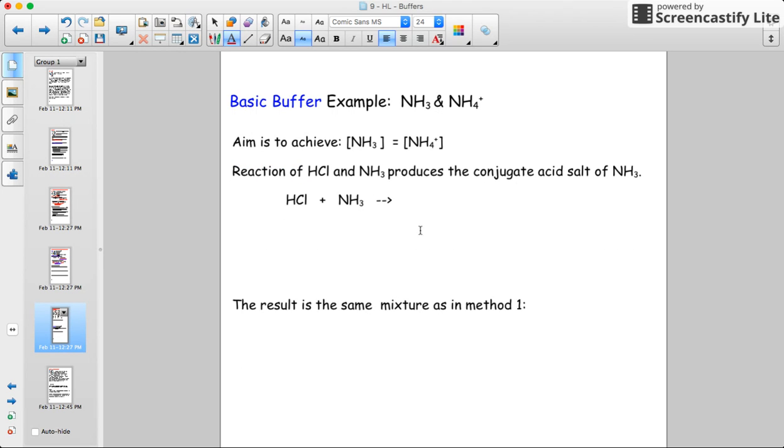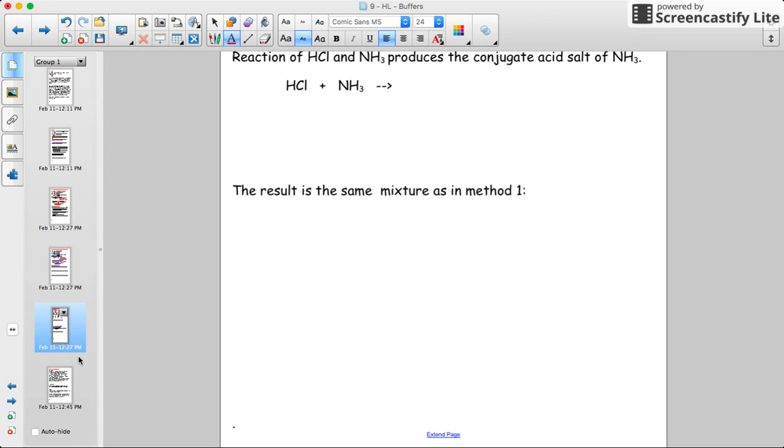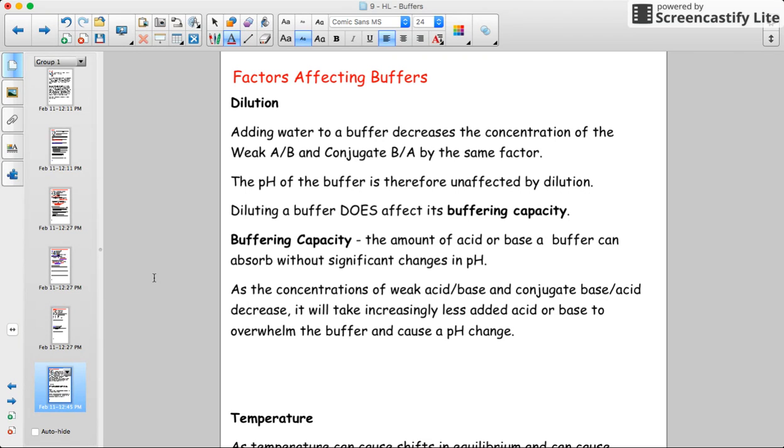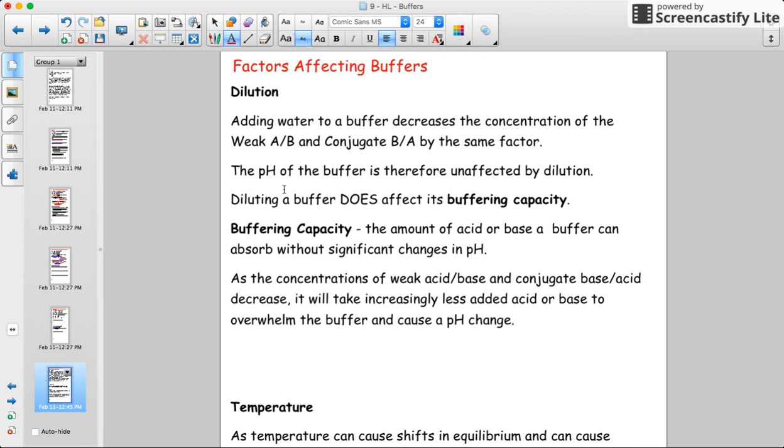You could do the same thing here with a weak base. If you add half the moles of HCl, you'll be left with half the moles of NH3 and an equal number of moles of NH4 plus on the other side. So it's just an alternative way to make that same combination of a weak something with its conjugate in solution.